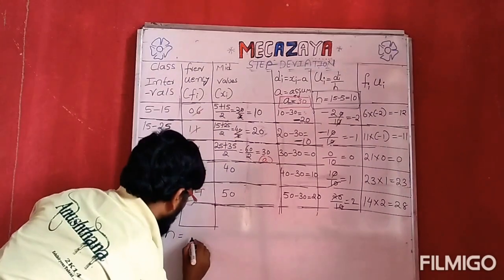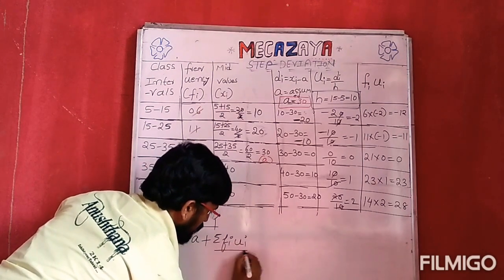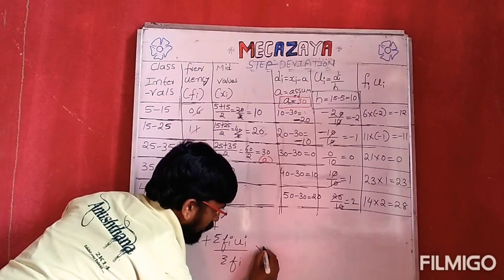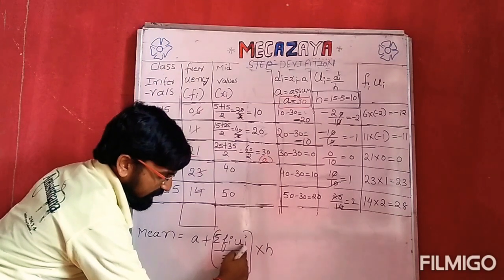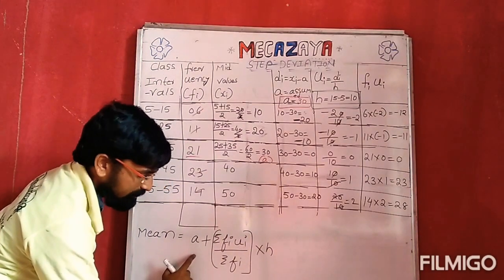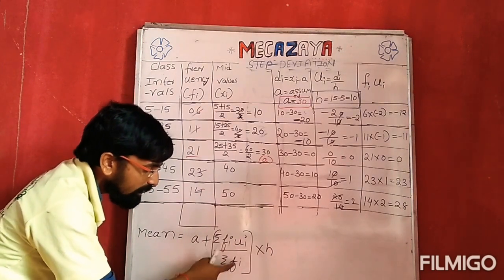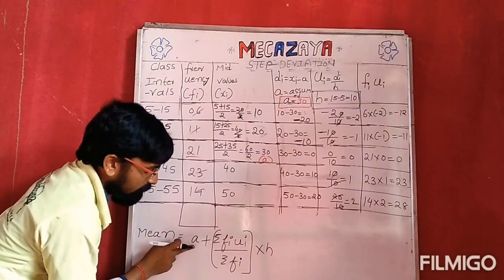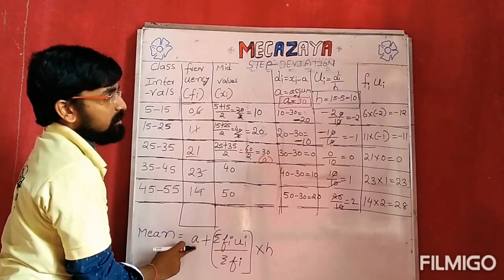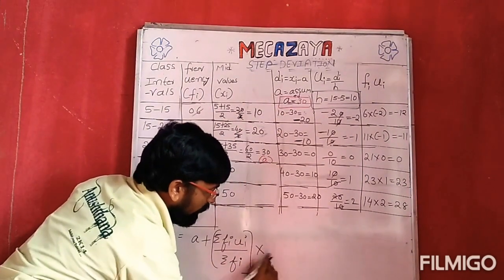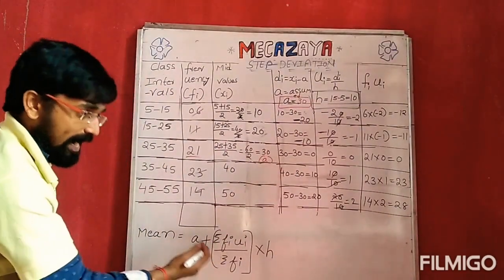Now the formula for the mean by step deviation will be a plus sigma fi ui by sigma fi into h. Did you notice that first it was only sigma fi xi by sigma fi. Next, for the assumed mean, it will be a plus sigma fi di by sigma fi. In the second one, we gave a new variable called a, the assumed mean. In the third, we gave a new variable called h. h is nothing but the class interval. We are just adding one by one.